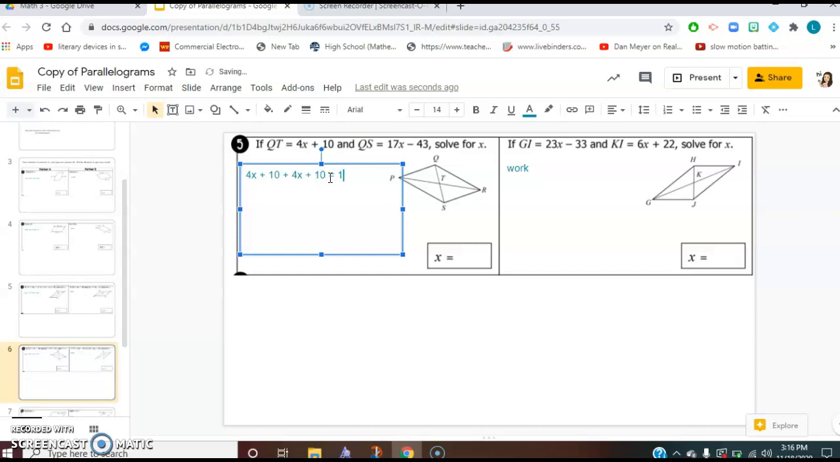So those two pieces put together are equal to the entire diagonal QS. So I would combine like terms and solve for x.